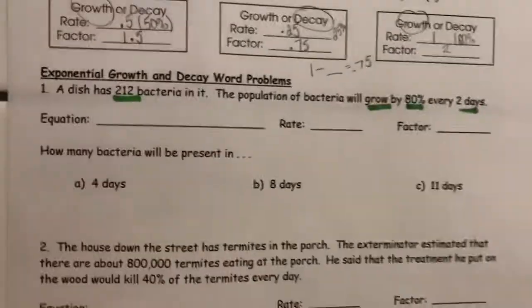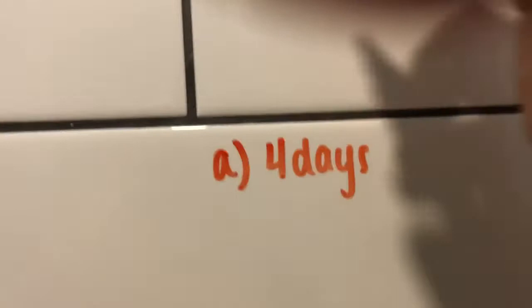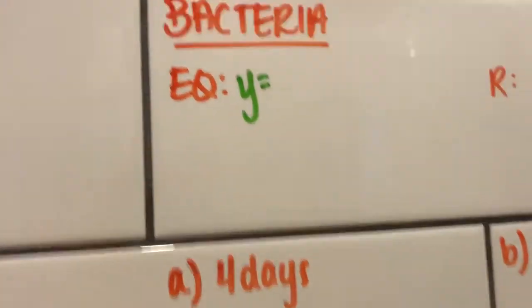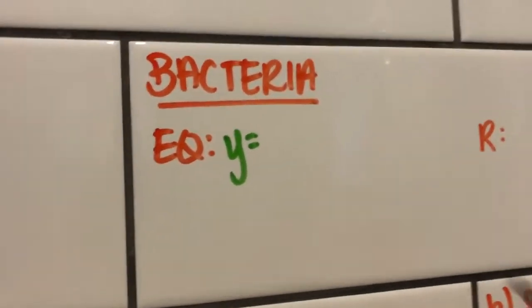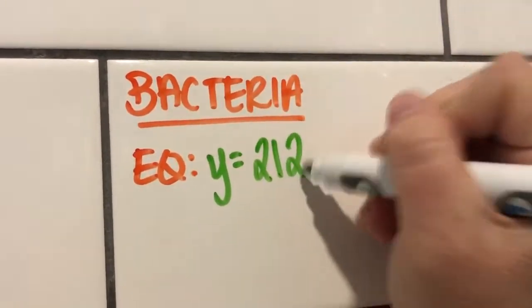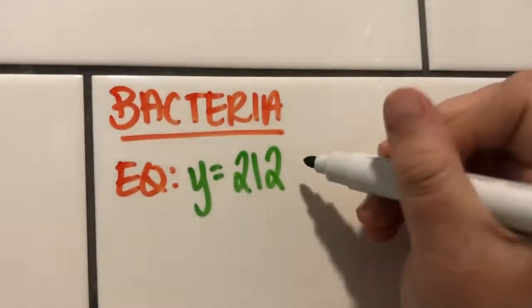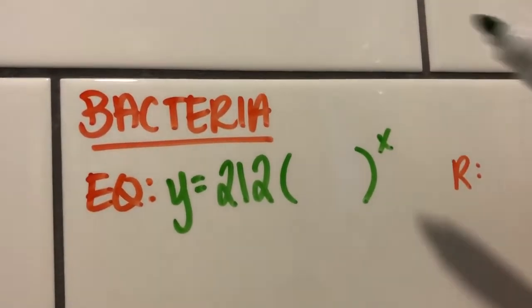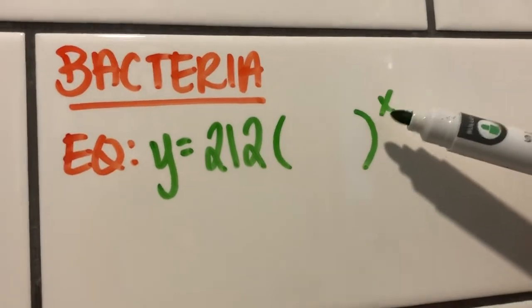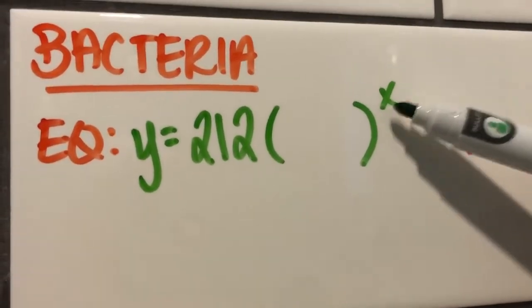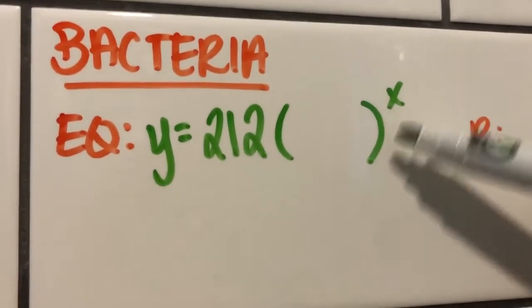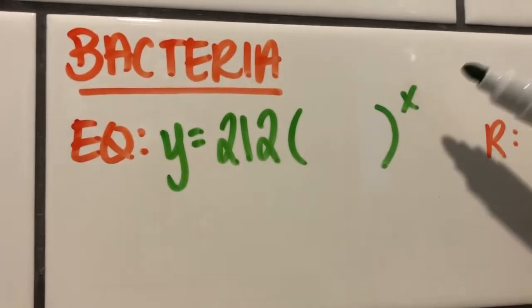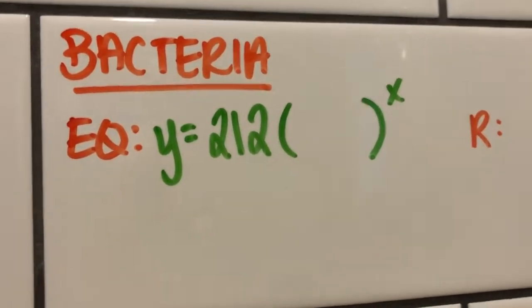So the first thing I'm going to do is set up my y equals. Y equals, and I know that initial value is going to be 212. We said we're starting with 212 bacteria. Now I need something in my parenthesis, and I know it's going to be to the power of x. This is always going to be an x up here. That's always going to stand for time interval. So we're going to be able to check how many bacteria there are over a certain amount of time. So that will stay x.